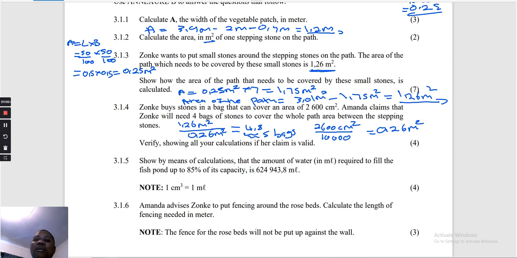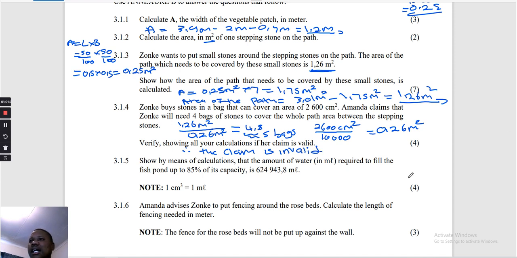But can you buy 4 bags? No. If you buy 4 bags, it means there's going to be a space that is not going to have the stones. So we need to buy 5 bags. So the statement is, therefore, the claim is invalid.